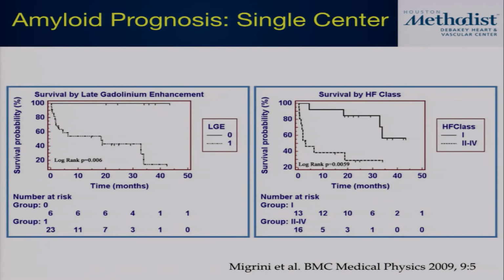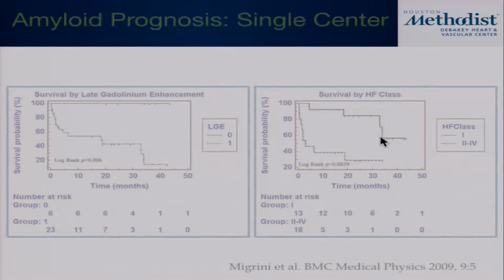There are several studies, single center as well as multi-center, which have shown that if you have patients with known extracardiac amyloidosis, then use of CMR and late gadolinium enhancement can help you identify the presence of cardiac involvement. In this single center study, which came out about 10 years ago, those patients who had extracardiac amyloidosis but no evidence of hyperenhancement in the myocardium by CMR had a very good prognosis, but those who had evidence of any hyperenhancement had a much worse prognosis.